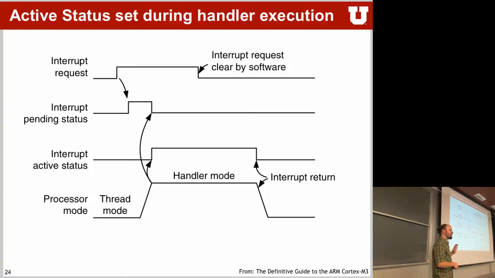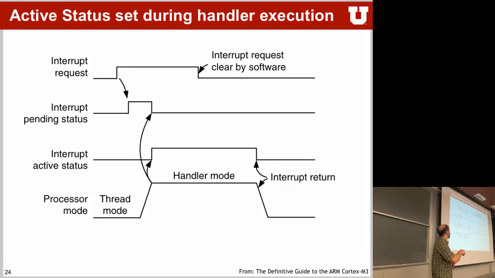Now we make this a little bit more complicated. There is another status bit, the interrupt active status. As soon as the microcontroller goes from thread mode into handler mode, the interrupt active status bit for this particular interrupt will go to 1. Once you go back out of this particular handler, the bit will be set back to 0.